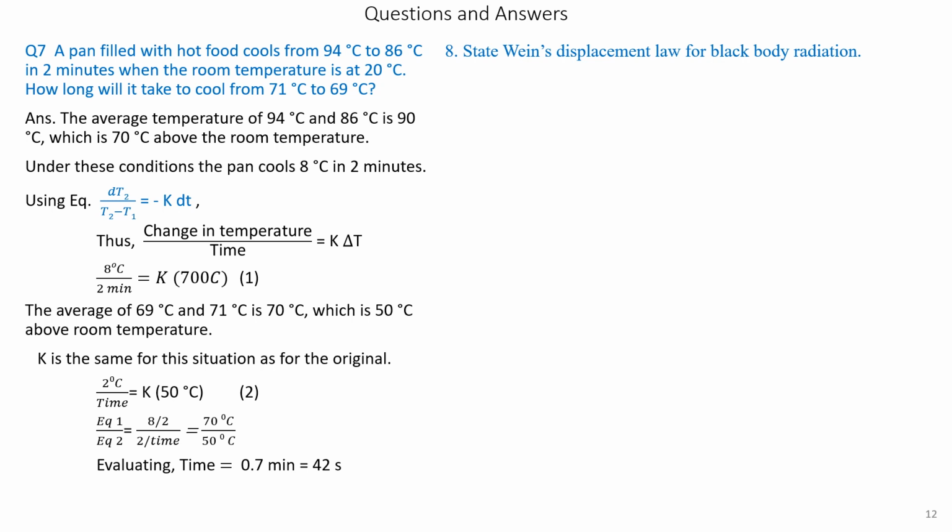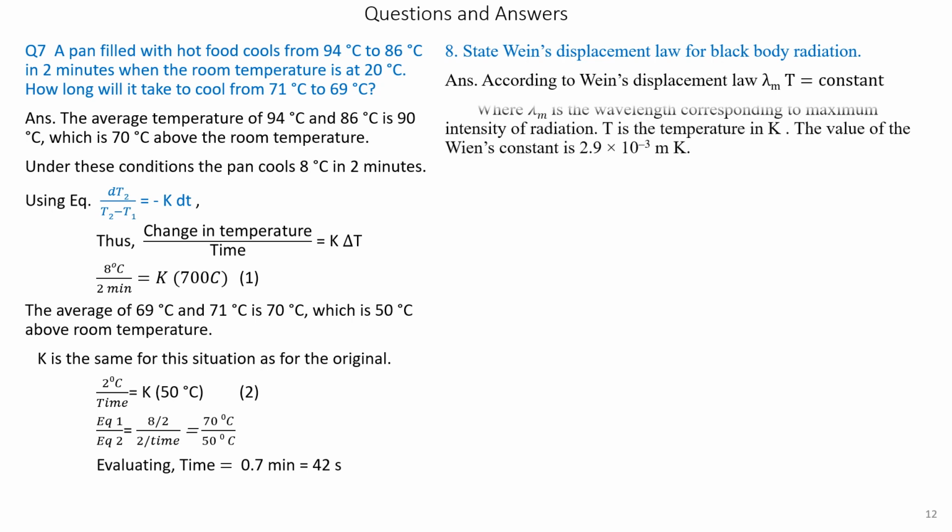State Wien's displacement law for black body radiation. According to Wien's displacement law, the product of lambda m into T equals constant, where lambda m is the maximum wavelength and T is the temperature in Kelvin or absolute temperature. The value of Wien's constant is 2.9 into 10 to the power of minus 3 meter Kelvin.